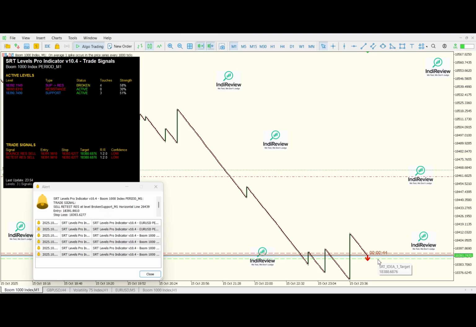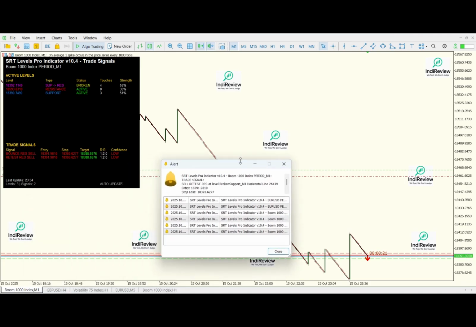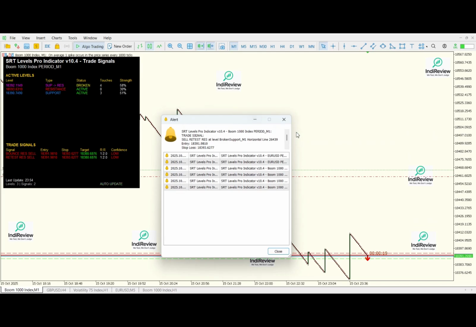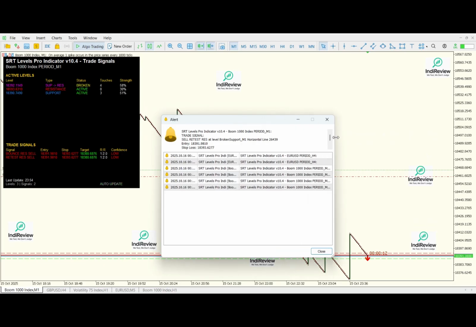When we look at it, we can see the entry and the stop loss, and it's already marked them up here for us. So it says SRT idea, and then that's the target. The entry is here, and then the stop loss is the red line. So it will give you the signal and then draw it on the chart for you where you can put them, and it gives us the confidence level as well. Over here it's telling us low.